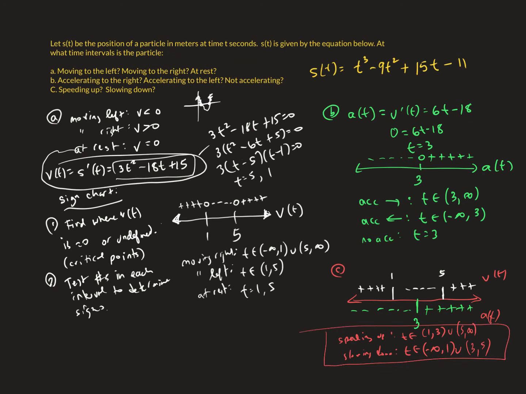So when you're trying to figure out whether something's moving to the left, moving to the right, accelerating to the left, accelerating to the right, or speeding up and slowing down, making these sign charts and making appropriate comparisons is the way to go.